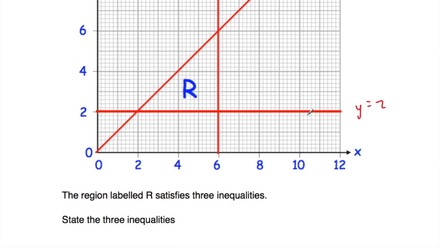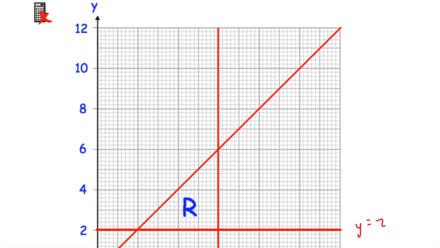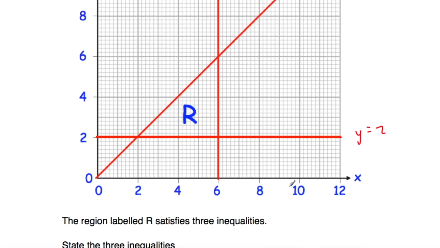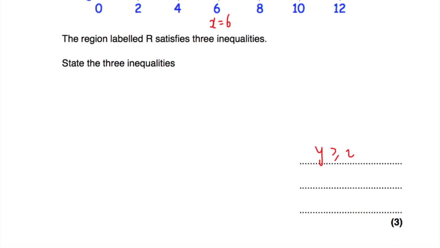Okay, so we've dealt with that horizontal line. Now let's have a look at this vertical line here. It passes through the x-axis at 6, so that's the line x equals 6, and the region is to the left of that. It's a solid line, so it's going to be less than or equal to. Because the region is to the left, all the x coordinates will be less than 6, or equal to 6 if they're on the line. So that's our next inequality, x is less than or equal to 6. Let's write that.